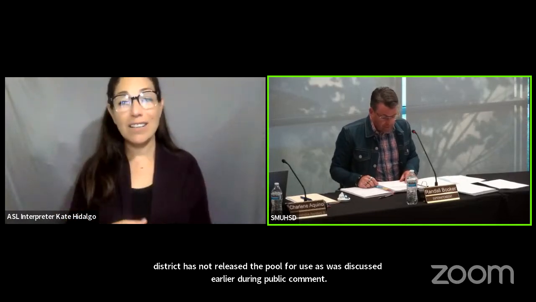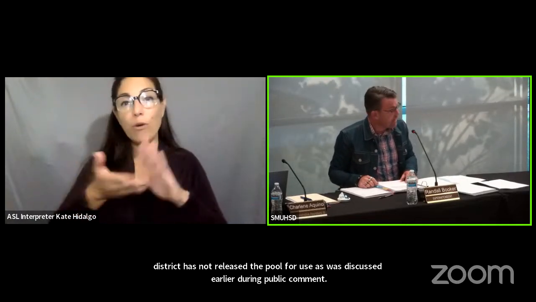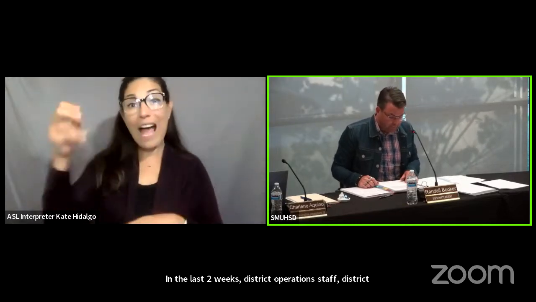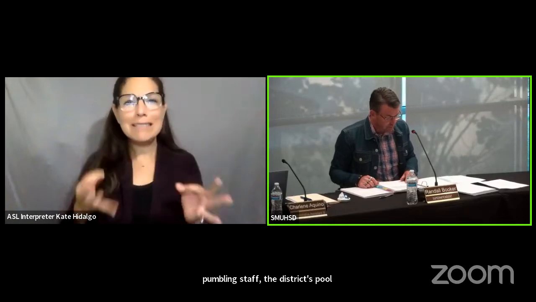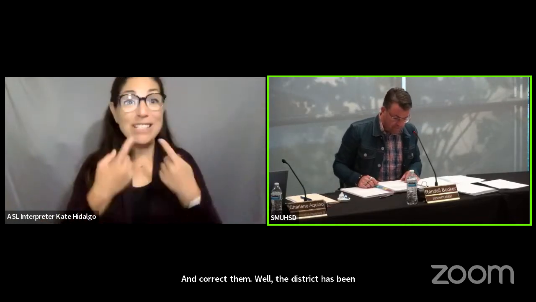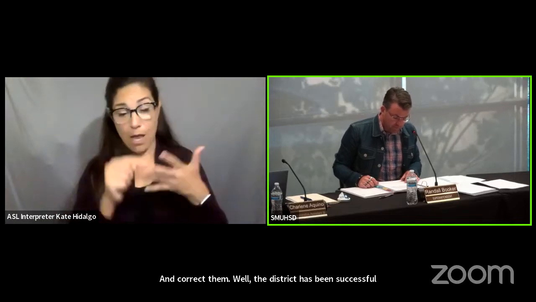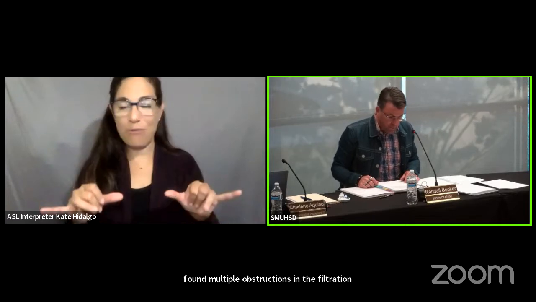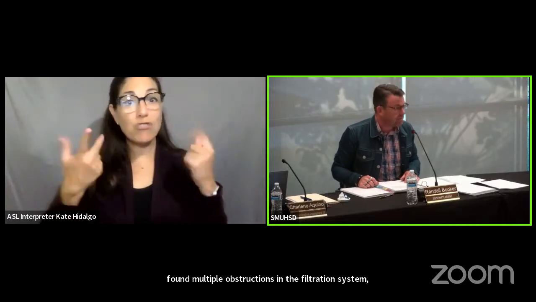In the last 2 weeks, district operations staff, district plumbing staff, the district's pool consultant, and an outside plumbing vendor have worked to determine the causes of these issues and correct them. While the district has been successful in solving some of these issues, the district team has found multiple obstructions in the filtration system, which we have not been able to remove even with commercial intervention.